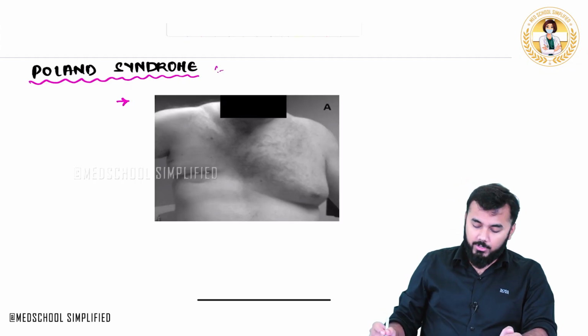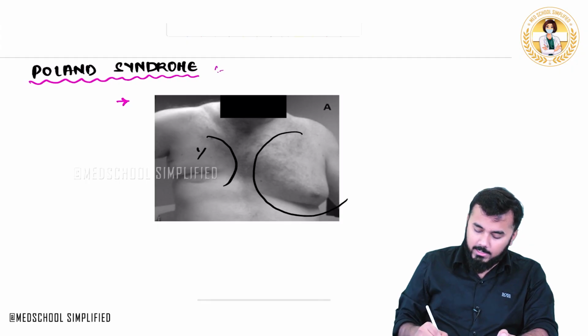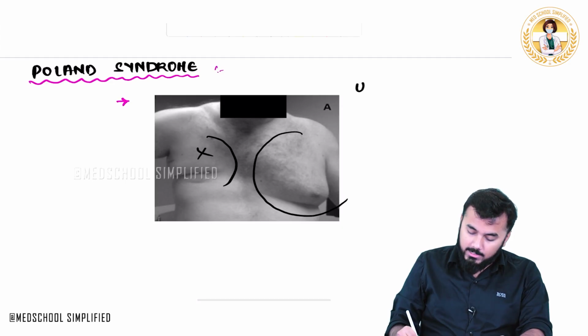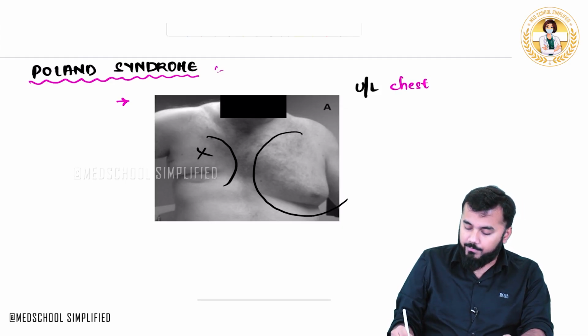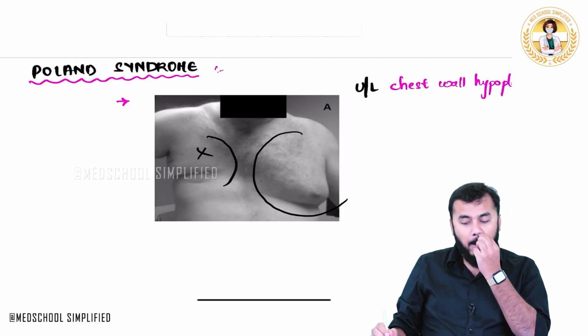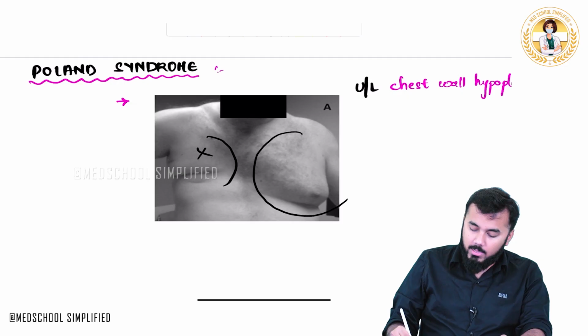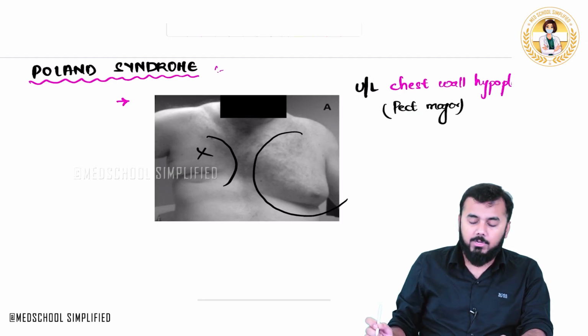So this is a picture which you can see that on the left-hand side we have the muscles, but on the right-hand side there are no muscles, right? So this is called unilateral. This condition is called unilateral chest wall hypoplasia. Okay, so mainly which muscle is affected, guys? That is your pectoralis major muscle.